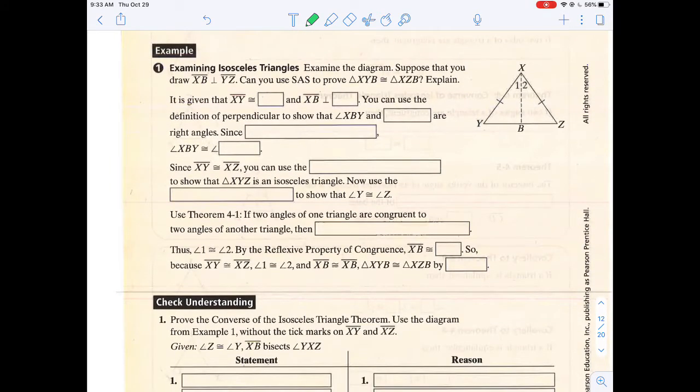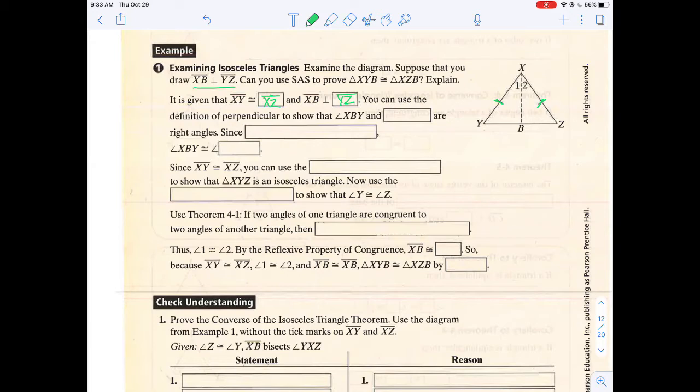Number 1, examine isosceles triangles. Examine the diagram. Suppose that you draw XB perpendicular to YZ. Can you use SAS to prove triangle XYB and triangle XZB are congruent? Explain. So it is given that XY is congruent to XZ. Okay, they marked those for you, XY and XZ, and XB is perpendicular to YZ. We know that. They told us that up here.